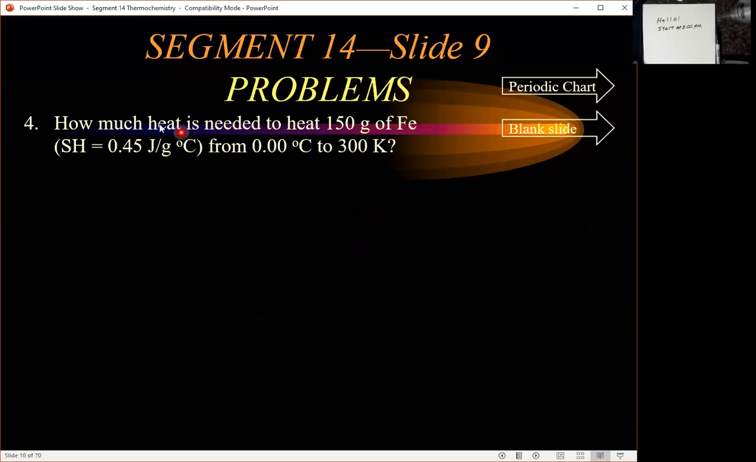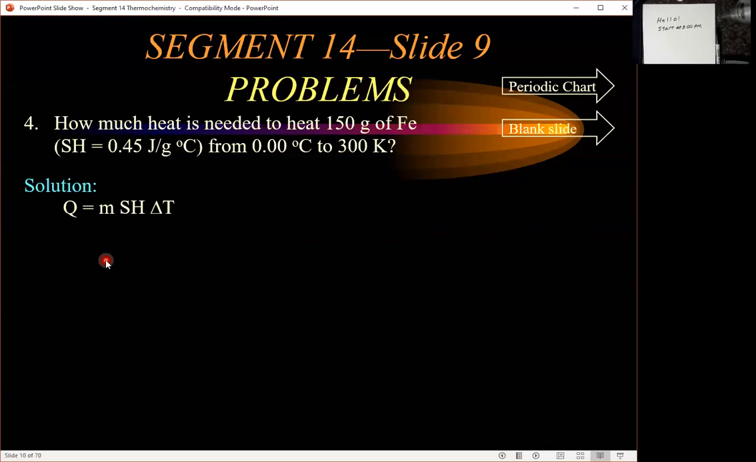Now, suppose I'm heating a sample of iron. There's the amount, 150 grams. Specific heat of iron is 0.45. Remember, I told you earlier that the specific heat of water is 4.184. So you can see the heat capacity of water is about 10 times that for iron. That's typically what you see for metals. And so I'm going to heat it from 0 degrees C up to 300 degrees Kelvin.